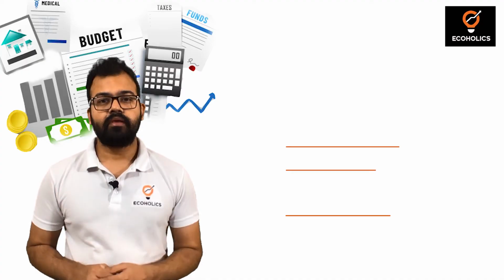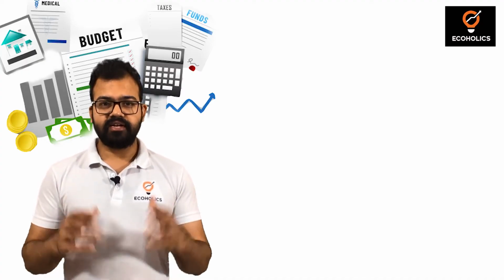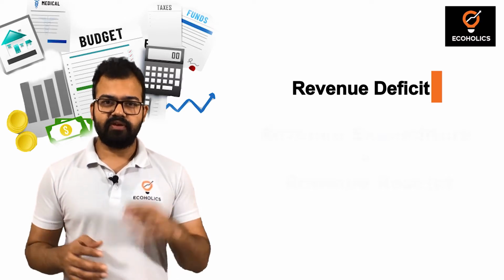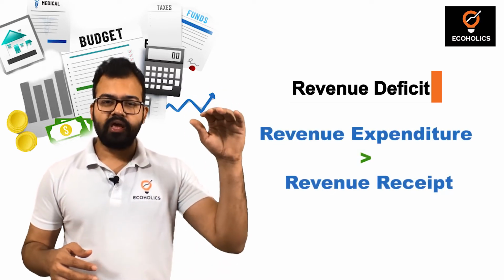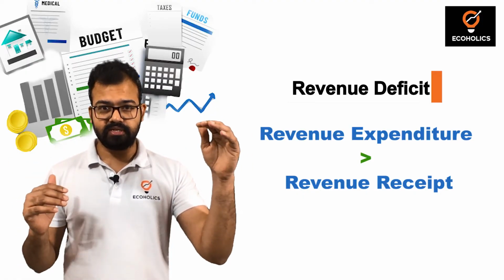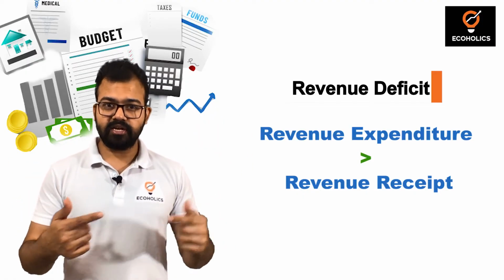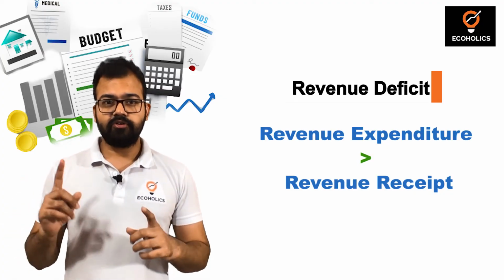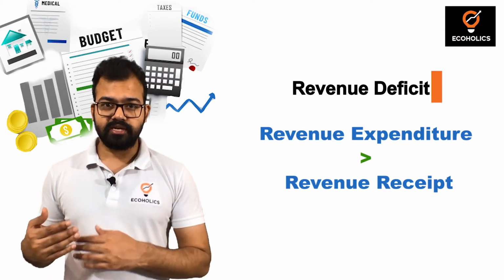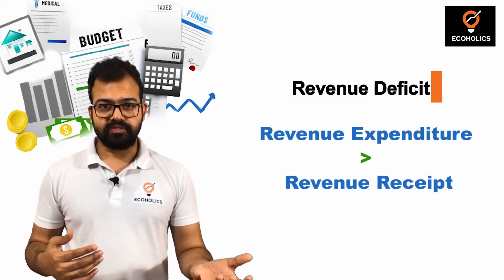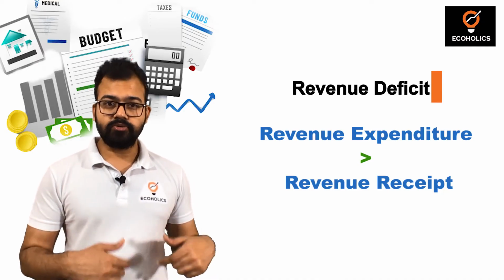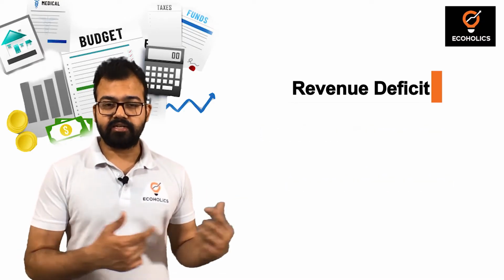So let's see. Starting with the first one, that is the revenue deficit. What's the meaning of this? A revenue deficit is when we have revenue expenditure more and revenue receipts less. Now what's the meaning of revenue expenditure and revenue receipts? It means day-to-day expenditure and day-to-day receipts. So if the government is not able to cover its day-to-day expenditure with day-to-day receipts, we have a revenue deficit. And this is one of the most serious concerns, because in order to spend daily, the government has to borrow.